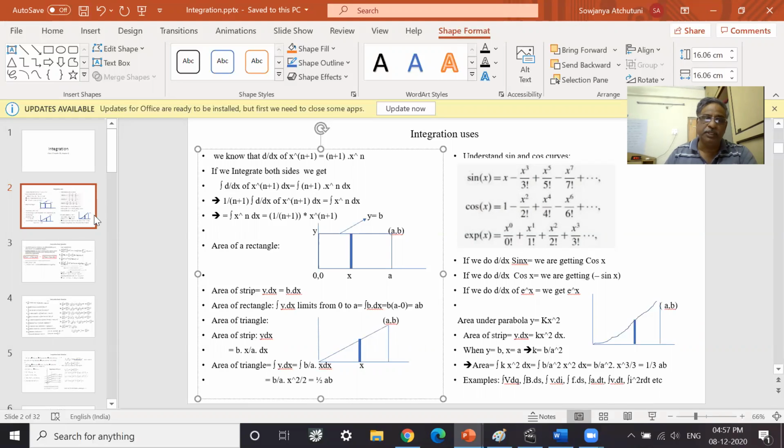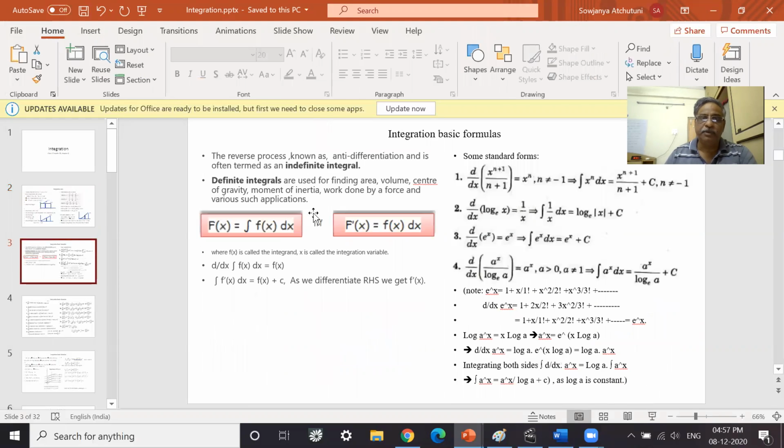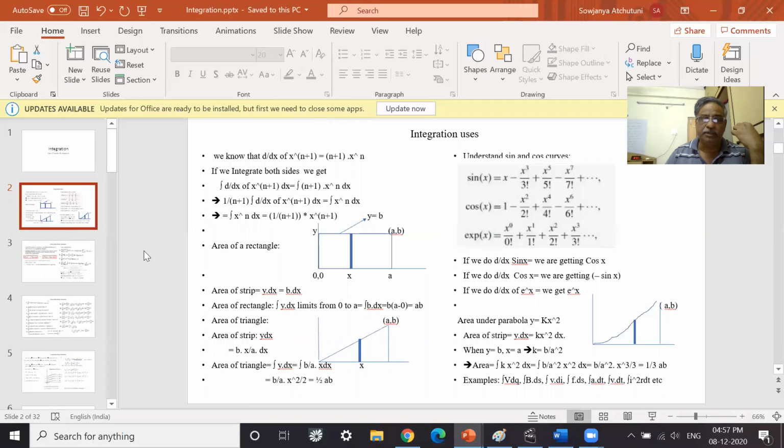Okay, let us go to the topic. Integration is nothing but the reverse process of differentiation. Differentiation is slope, integration is area. Differentiation is what? dy by dx. Suppose if you see here, what is differentiation here? This is dy by dx. The slope is tan theta, that is m is equal to b by a. So here dy by dx of this line is b by a.